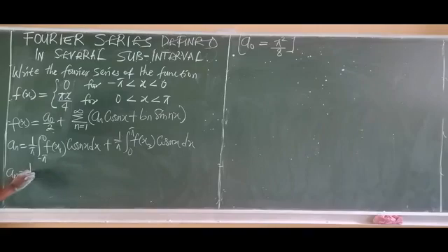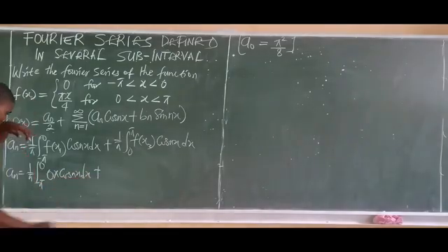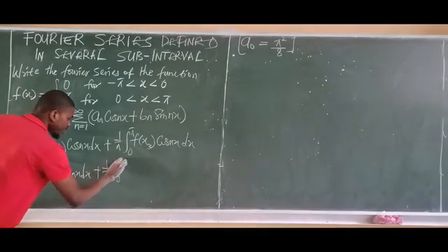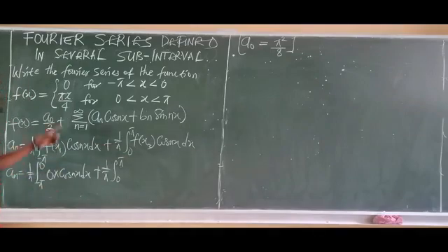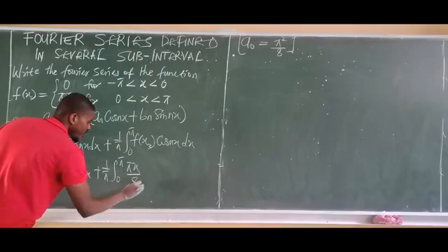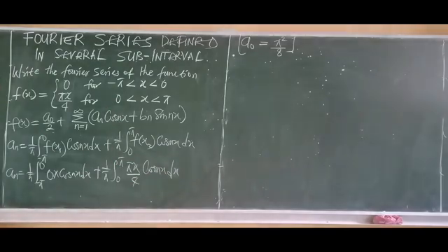An is equal to 1 all over pi integral from minus pi to 0. f of x1 is the first function, which is 0. So this is now 0 times cos nx dx, plus 1 all over pi integral from 0 to pi of f of x2, and f of x2 here is pi x over 4. So you have pi x all over 4 times cos nx dx. So just like what we solved earlier, 0 multiplied by everything here becomes 0.